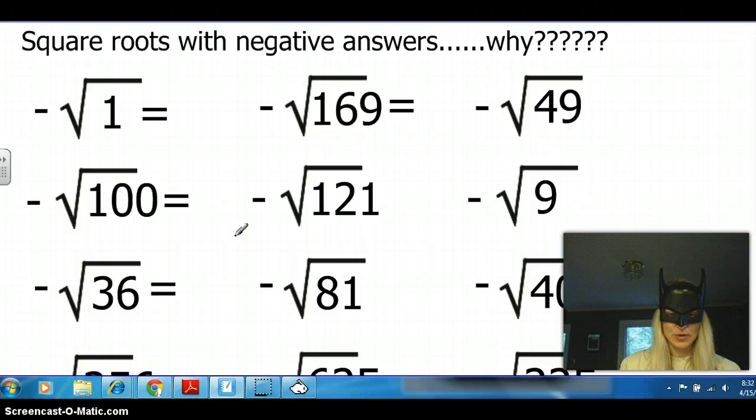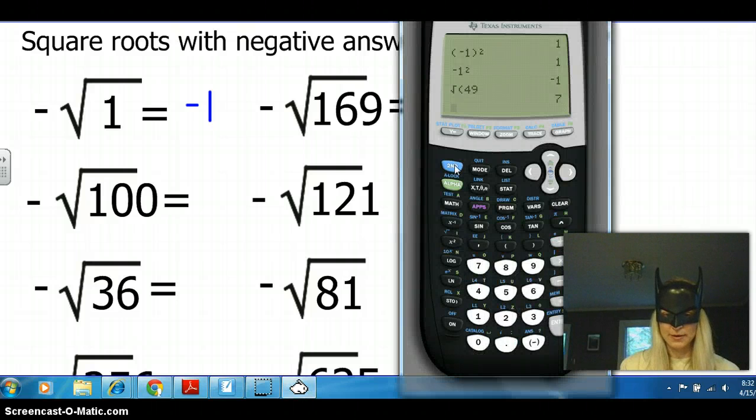Also, these kinds of problems work. The square root of 1 is 1, and then we apply the negative. It becomes negative 1. However, if you look at your calculator, let's say we do this. We have negative square root of 169 here. That gives you negative 13, excuse me.